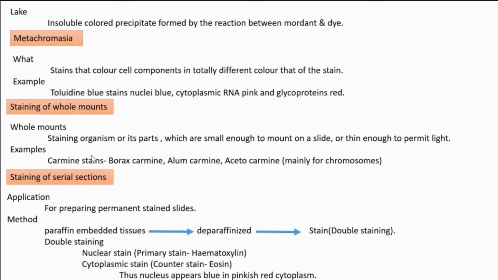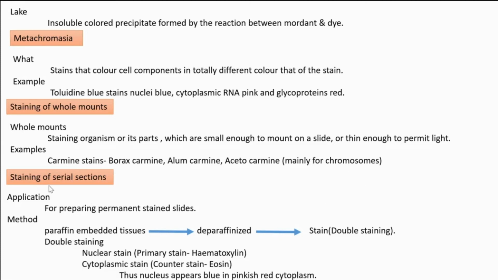Examples: Carmine stains. Stains usually used in whole mounts are carmine stains, borax carmine, alum carmine, etc. All these are carmine stains, mainly used for staining chromosomes.